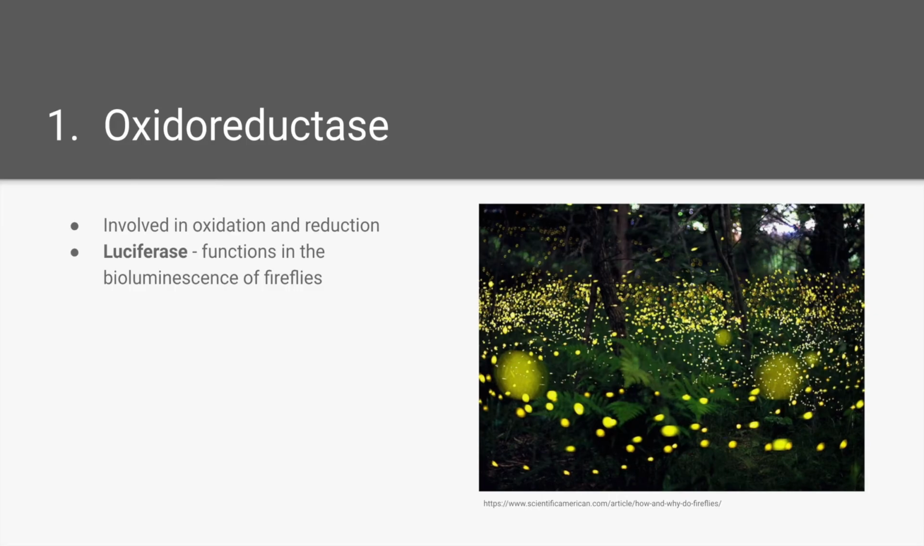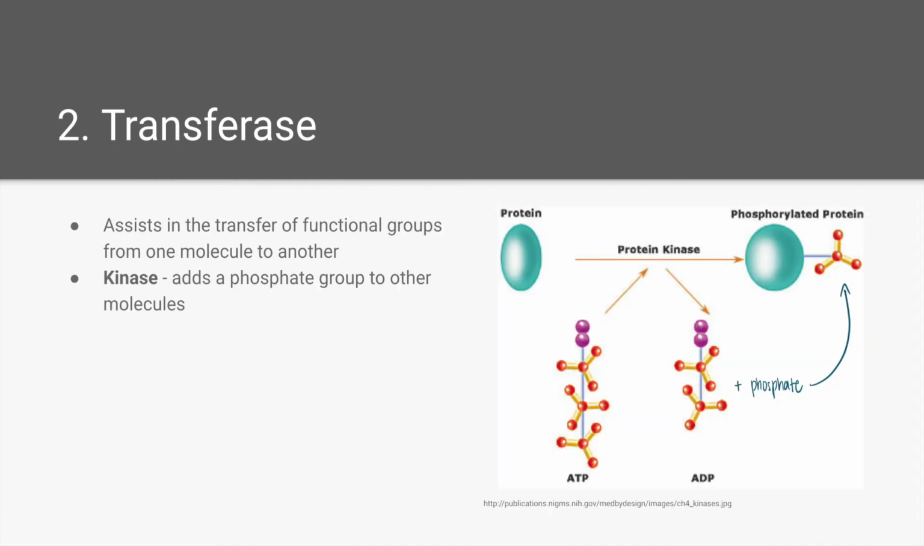The first one is the oxidoreductase. This enzyme is involved in redox reactions. An example is luciferase, which functions in the bioluminescence of fireflies. Next is the transferase. This enzyme assists in the transfer of functional groups from one molecule to another. An example of this is kinase, which adds a phosphate group to other molecules.